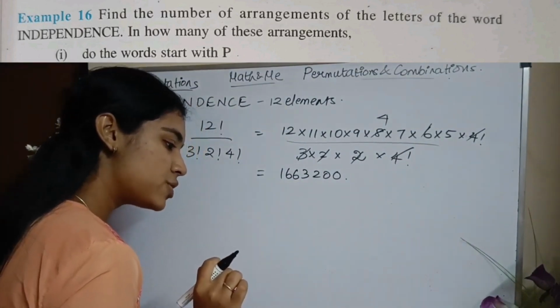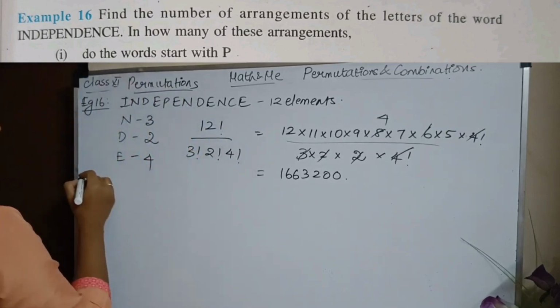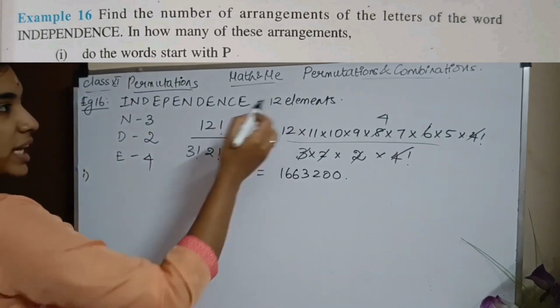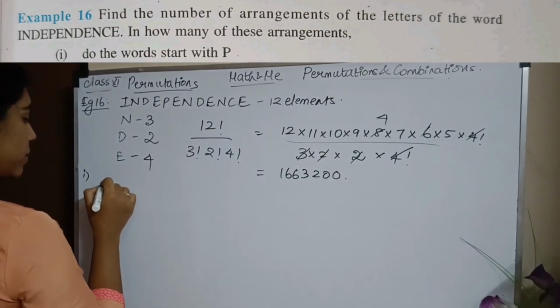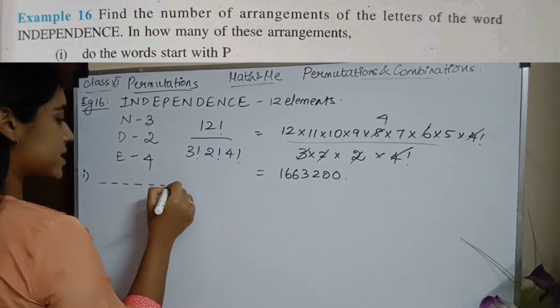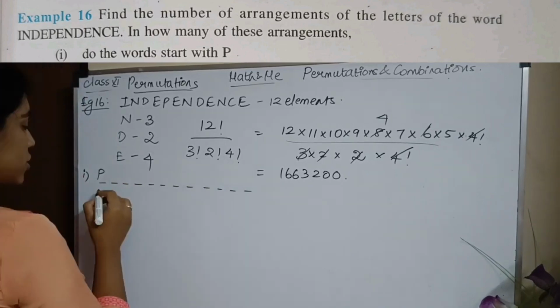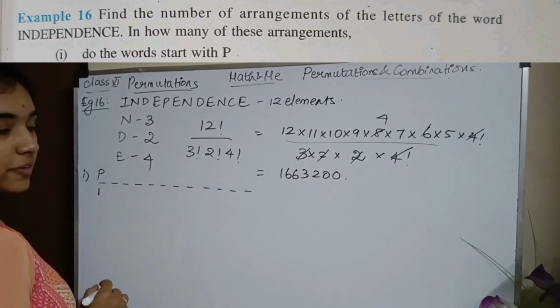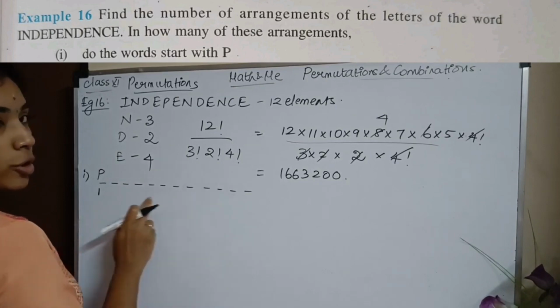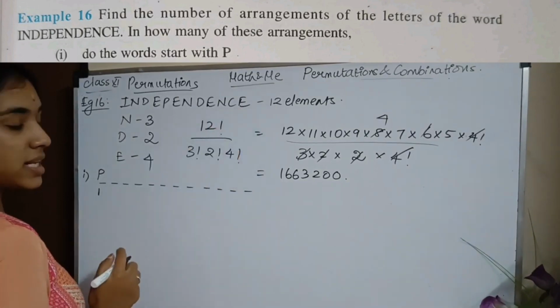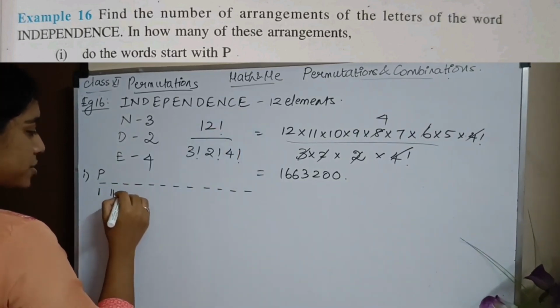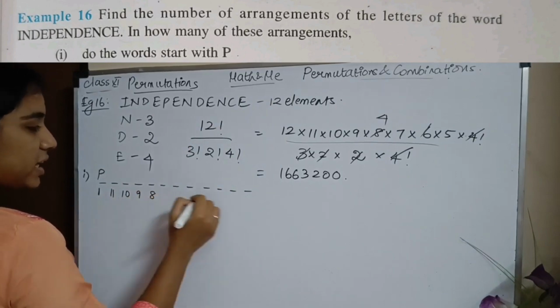How many of these arrangements do the words start with P? Okay, so first subsection. How many elements do I have? 12. So I have 12 places: 1, 2, 3, 4, 5, 6, 7, 8, 9, 10, 11, 12. So first letter is always a P. So I have only one choice for my first place. So I have 11 more places with 11 more elements. For the second place I have 11 options, then 10, 9, 8 and it goes on like that.